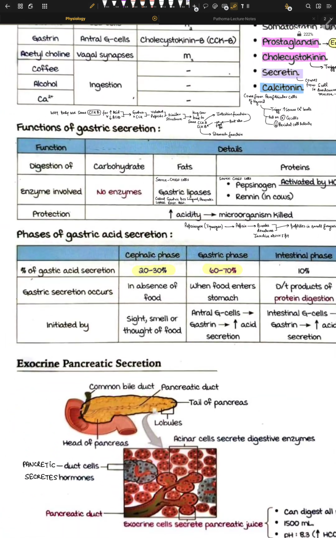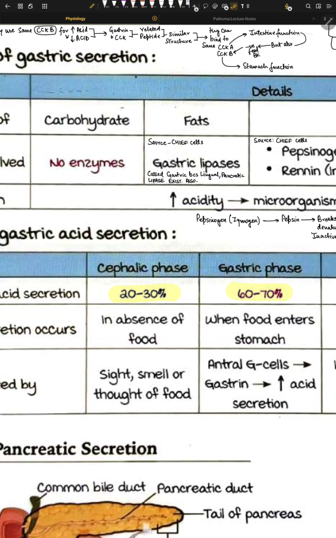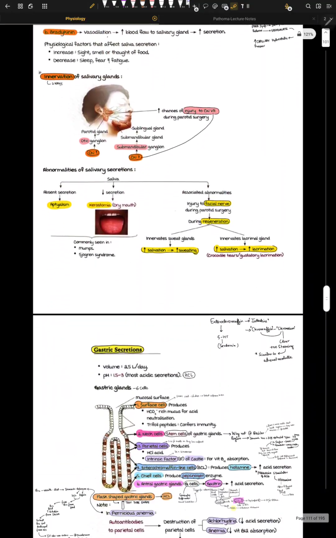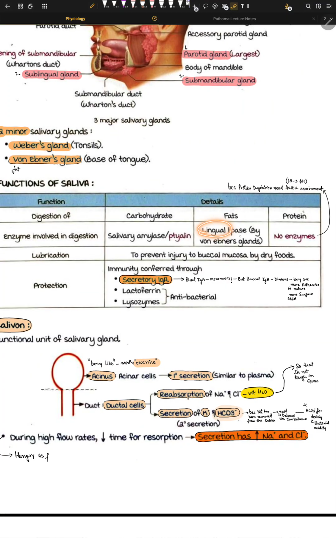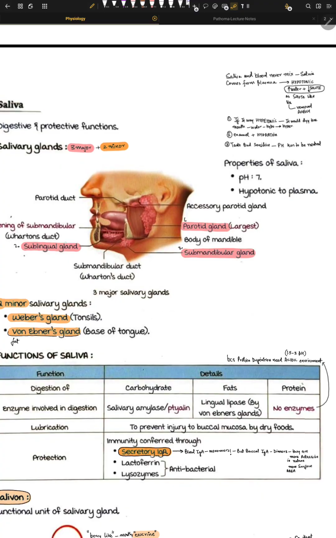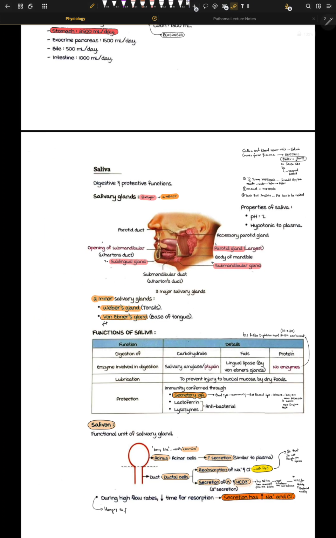So we need acid, right? So what happened here is that our gastric secretion has something called gastric lipases. And I hope we remember, for the breakdown of fats in saliva, we have something called lingual lipase, and it is produced by von Ebner's gland. Von Ebner's is one of the two minor salivary glands, Weber's gland and von Ebner's, and we have three main glands for saliva: sublingual, parotid, and submandibular, right?